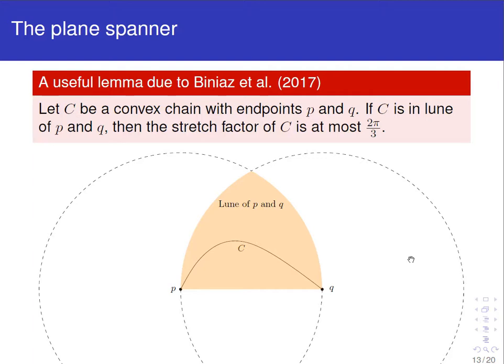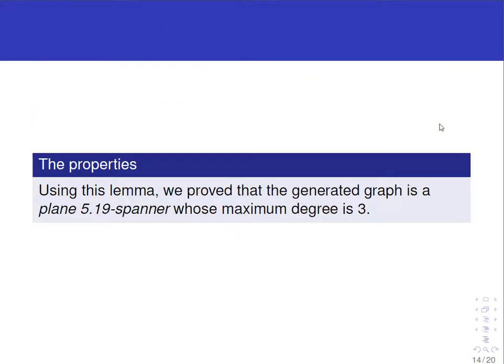Now let C be a convex chain with endpoints P and Q. If C is in the lune of P and Q, then the stretch factor of C is at most 2π/3. Using this lemma, we prove that the generated graph is a plane 5.19-spanner whose maximum degree is 3.